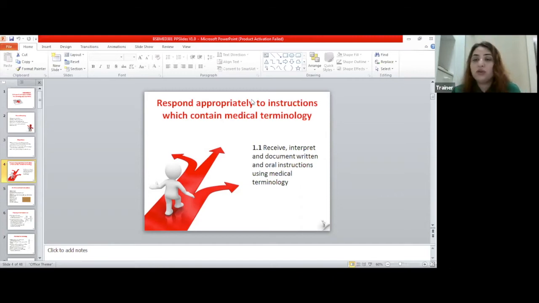So abduct, AB, like abduction. A-B-D-U-C-T. Abduct is away. Adduct is towards.